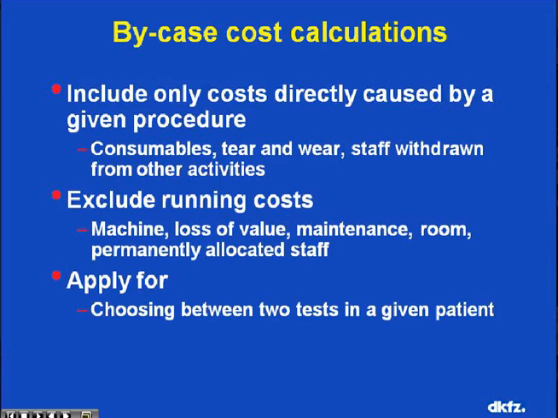The simpler question is the by-case cost calculation. In this case, you assume that a machine is simply standing there. It is being bought, it's standing there for the next years, whether you order an examination or not. In this case, you exclude all those fixed costs and only include the consumables, the contrast agent, wear and tear of the machine, the staff which you need for doing the examination and which could otherwise do other things in the hospital, but you would exclude running costs like buying the machine, loss of value.